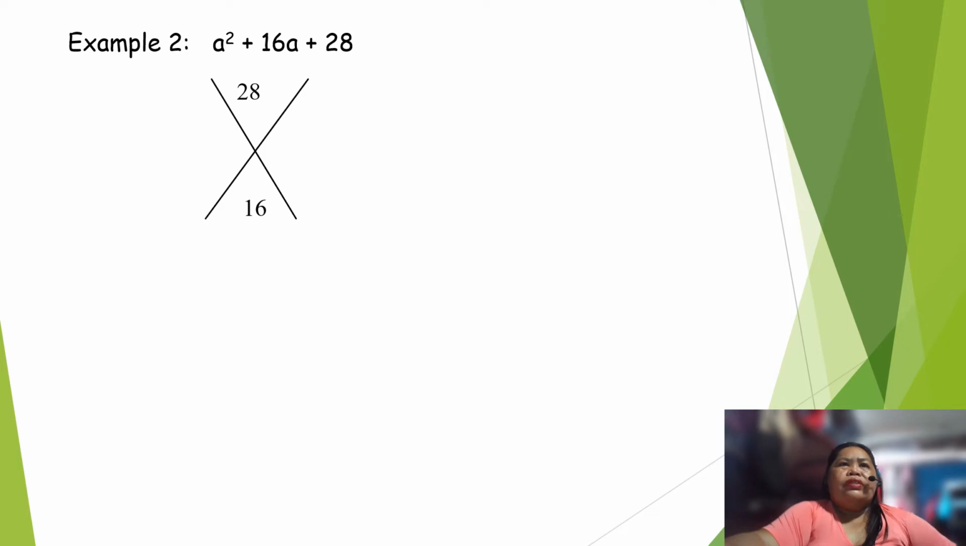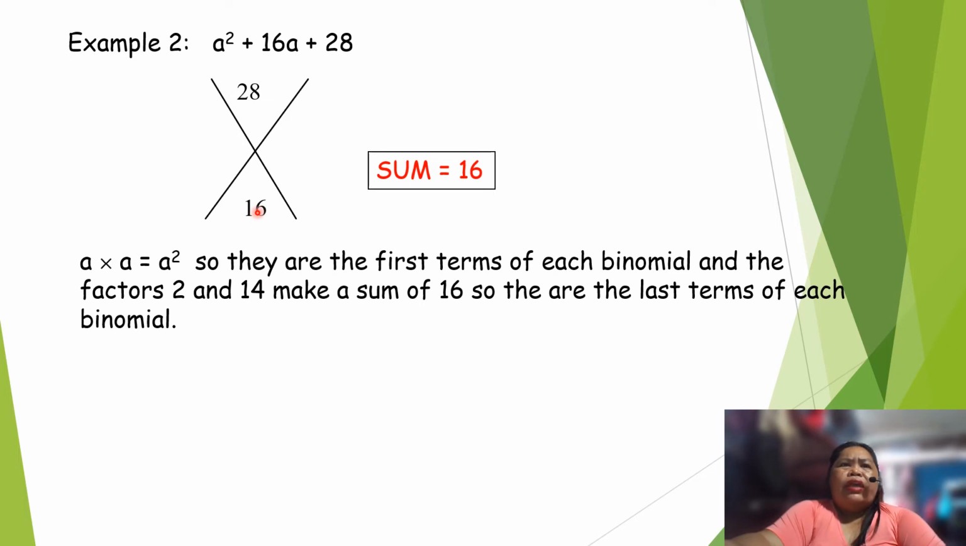Next, let's have this example: a squared plus 16a plus 28. So we have 28, and the middle term is 16. By finding the factors, their sum must be 16. So a squared, of course, gives two a's. Here we have 2 and 14, because 2 times 14 is 28, and if we add them, 2 plus 14 is 16.